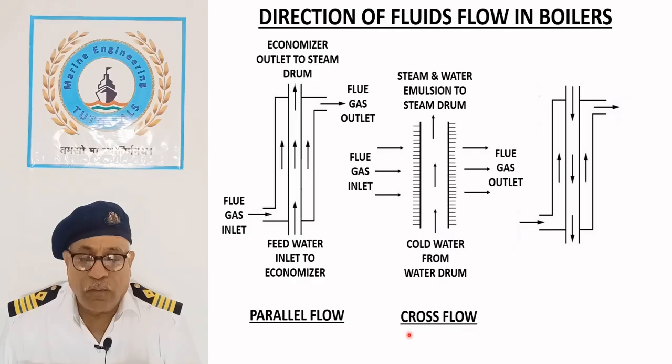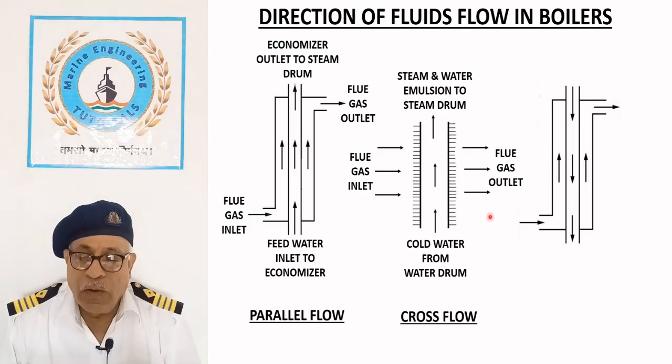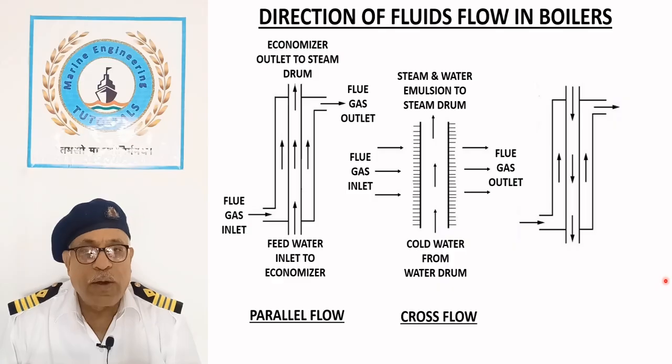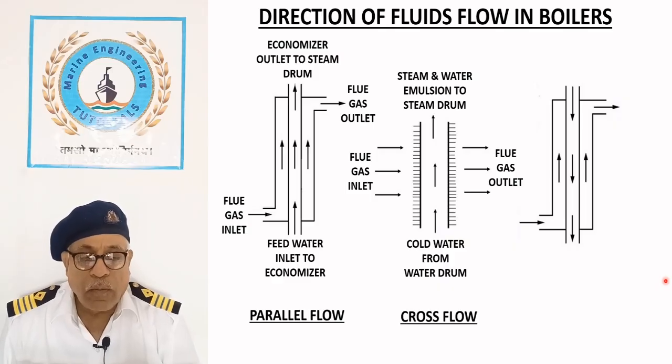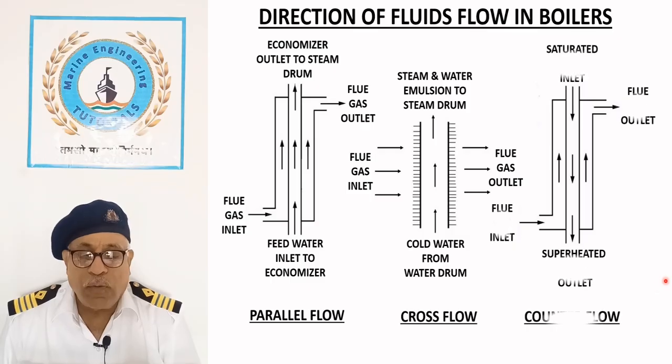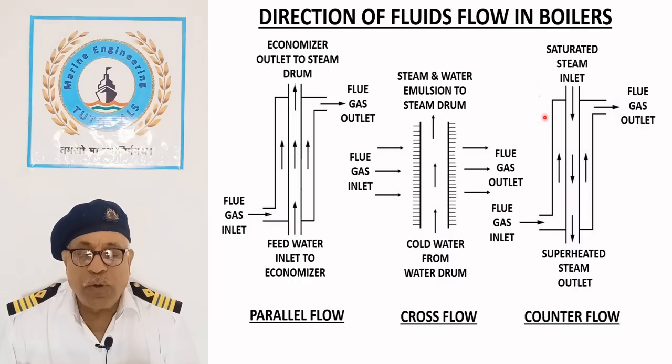Cross flow. In the generating tubes, water and flue gases typically have cross flow. That is, they flow perpendicular to each other. Counterflow. In the superheater tubes, steam and flue gases generally have counterflow, that is, they flow in opposite directions.